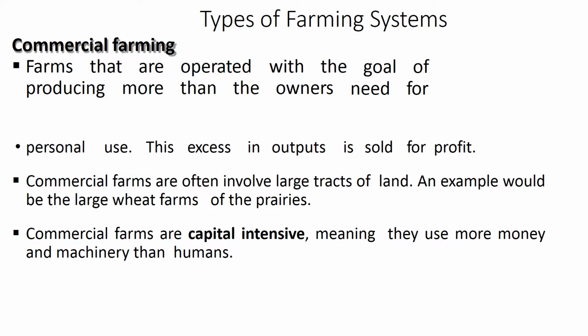Coming to the commercial farming system, in modern agriculture practice commercial farming holds a very important role. Farms that are operated with the goal of producing more than the owner's need for personal use, this excess in outputs is sold for profit. Commercial farms often involve large tracts of land. An example would be the large wheat farms of the prairies. Commercial farms are capital intensive, meaning they use more money and machinery than humans. The main problem with commercial farming is monoculture.